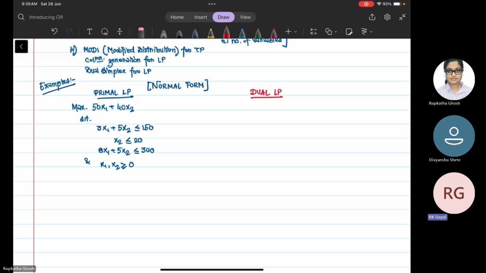So we would be minimizing 150 U1 plus 20 U2 and plus 300 U3. And the constraints would be like, such that, so I think it is 3 U1 plus U2 should be greater than or equals to 50. Plus U2, where is U2? Why should U2 come? I did not understand this aspect clearly.